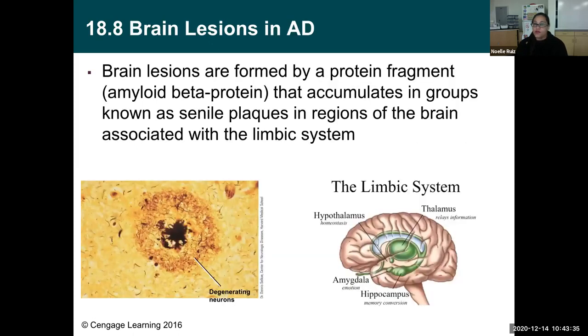Brain lesions are formed by a protein fragment that accumulates in groups known as senile plaques in the regions of the brain associated with the limbic system. The limbic system includes the hypothalamus, the thalamus, the amygdala, the hippocampus. A lot of it has to do with memory, which is why people with Alzheimer's disease forget a lot. And that's what they look like under the microscope on the left.